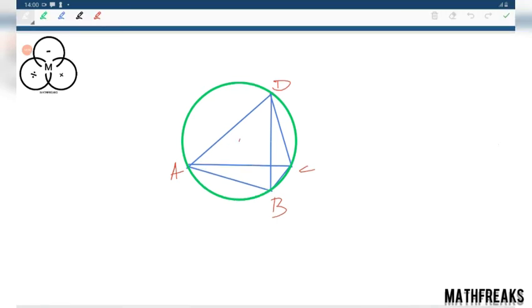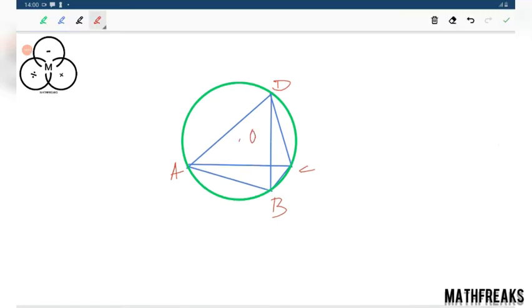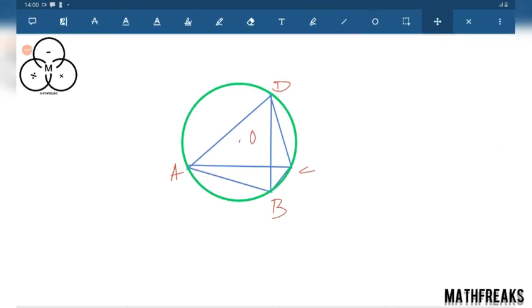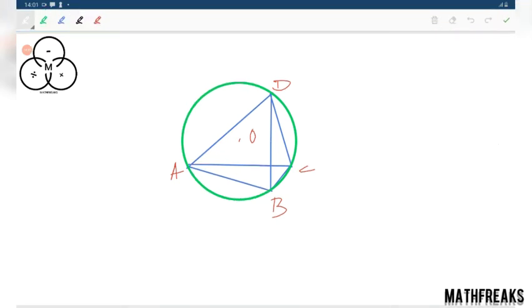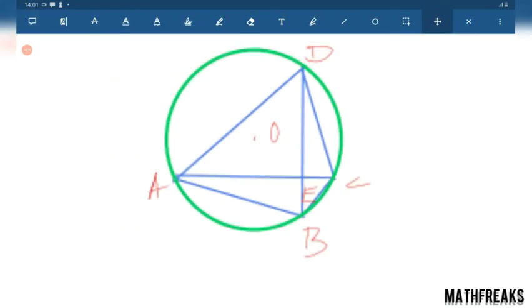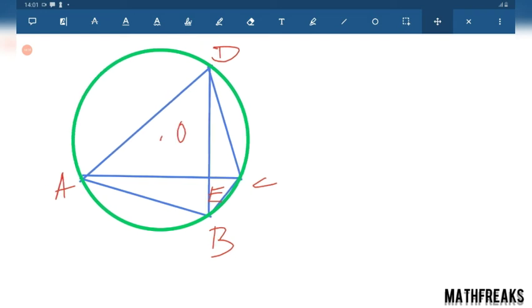This is O, the center of the circle. Now what we will do, we will draw perpendiculars from O. This point of intersection is E. We are going to draw perpendiculars from this O to this chord and to this chord.